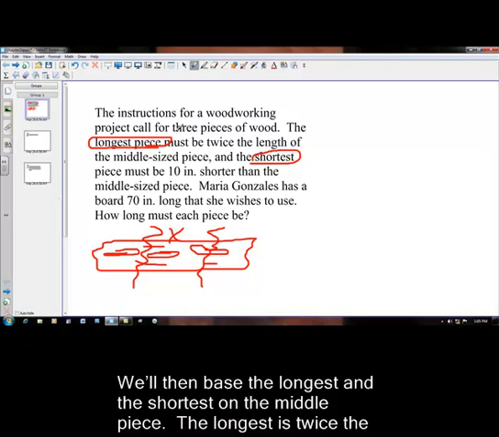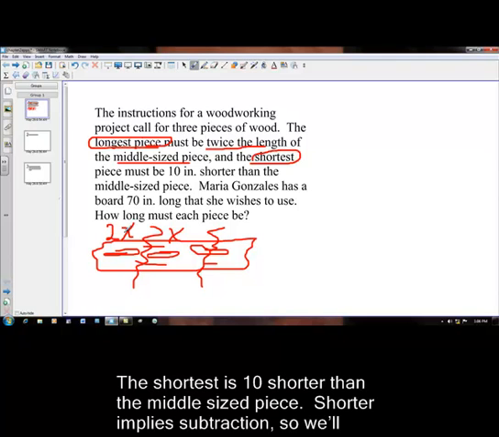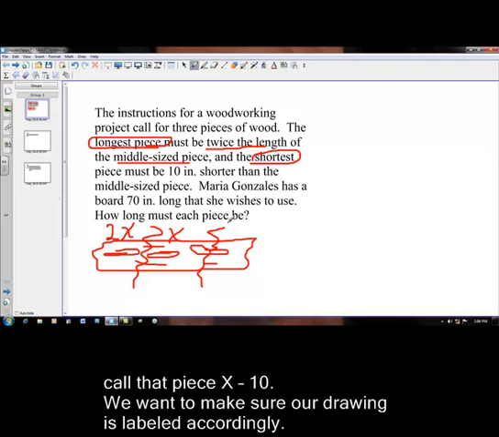The longest is twice the middle piece, so we would call it 2x. The shortest is 10 shorter than the middle-sized piece. Shorter implies subtraction, so we'll call that piece x minus 10. We want to make sure our drawing is labeled accordingly.